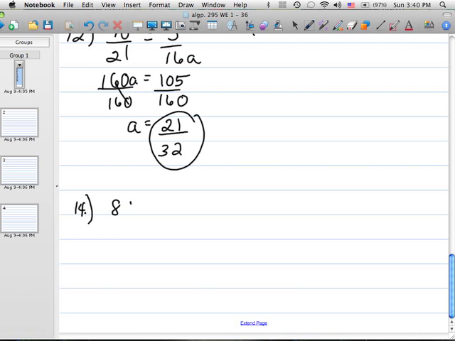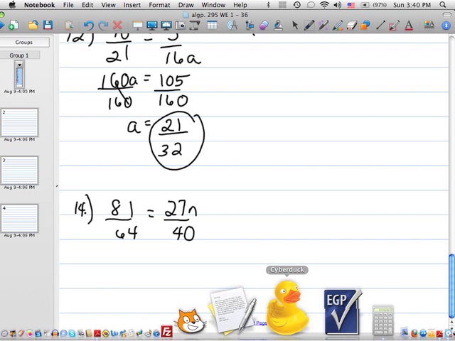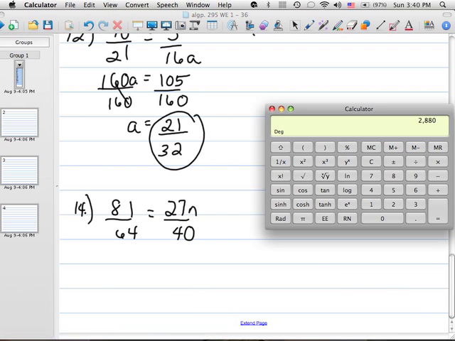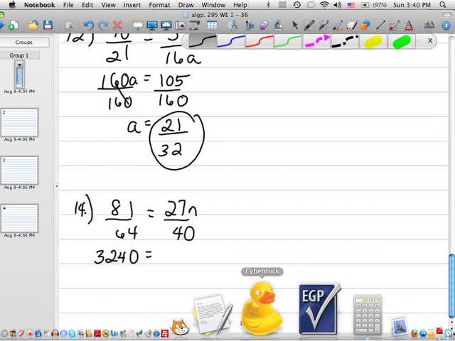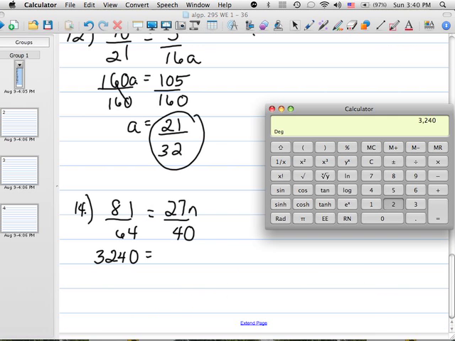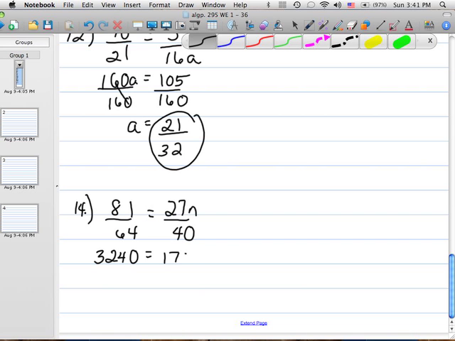Problem 14, we have 81 over 64 equals 27n over 40. Cross products, we have 81 times 40, which is 3,240, equals 27 times 64, which is 1,728n. Divide both sides by 1,728.